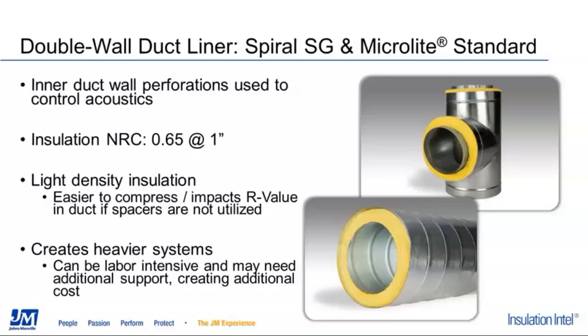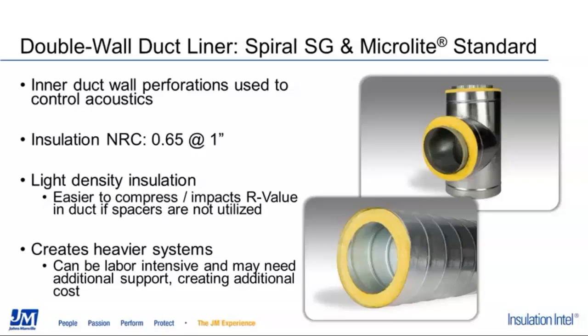So we'll look at Microlite Standard Utility Wrap and Spiral SG, which are both insulation materials used in this application. Spiral SG is more common and it was designed specifically for double wall applications, while Microlite Standard Utility Wrap is used simply because of its higher adaptability for materials that can be used in a variety of applications.